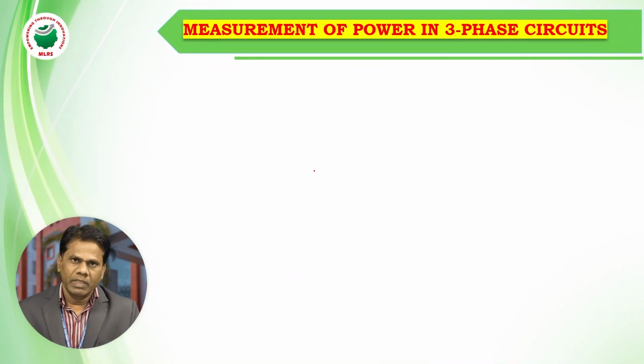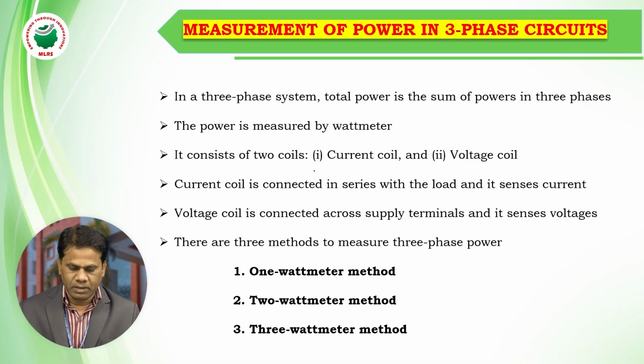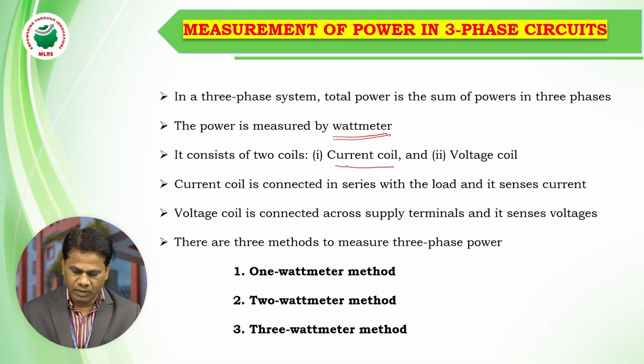Introduction to the measurement of active power in three-phase circuits. Generally, whatever power we measure in electrical engineering, we measure by using a device called a wattmeter. A wattmeter consists of a current coil and a voltage coil.